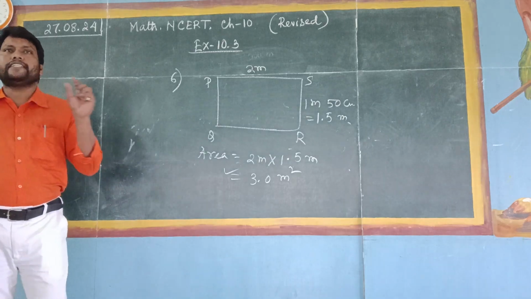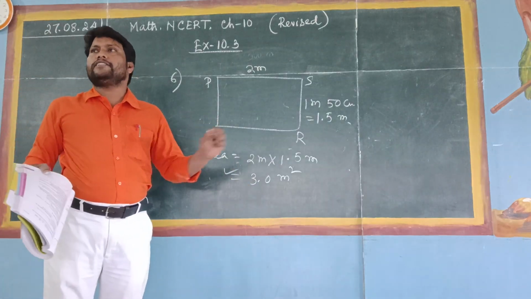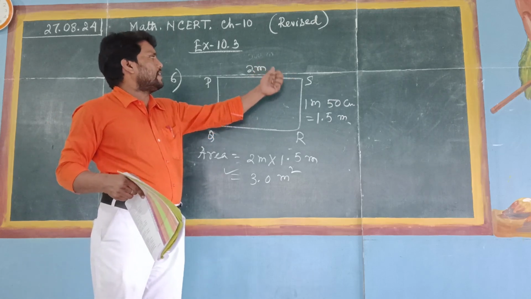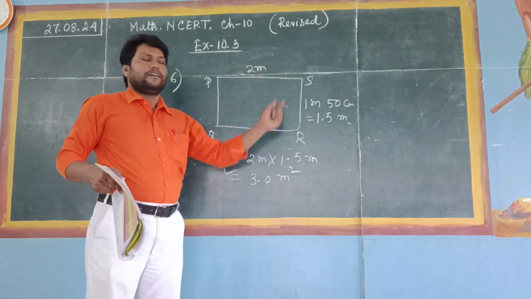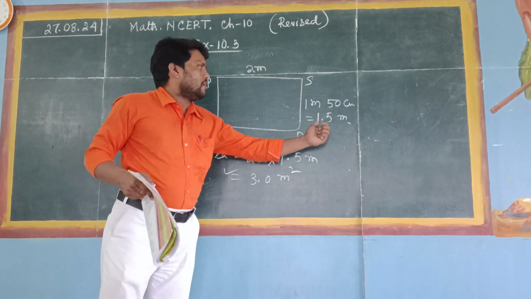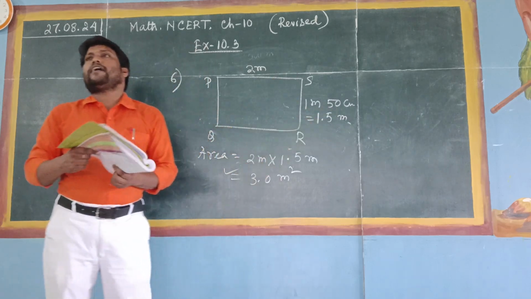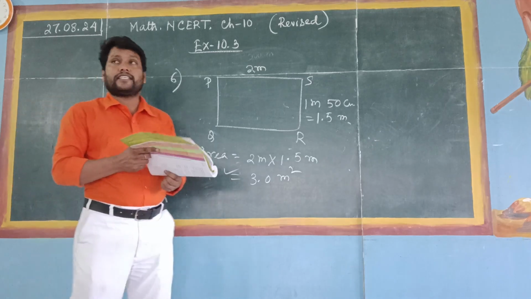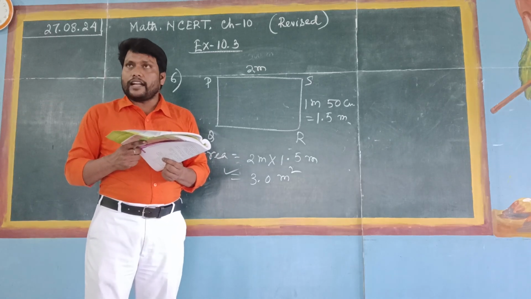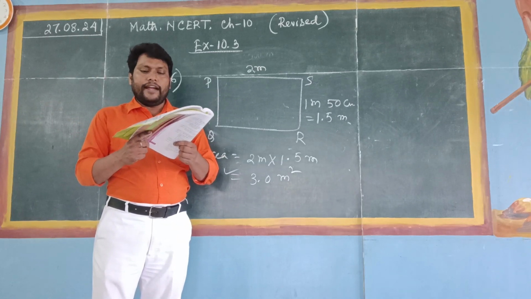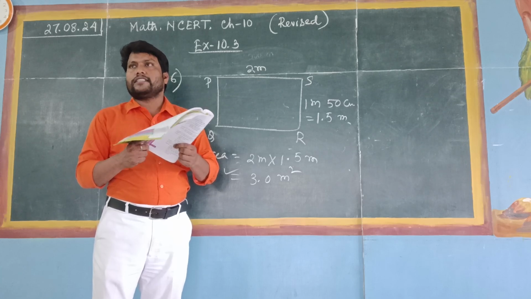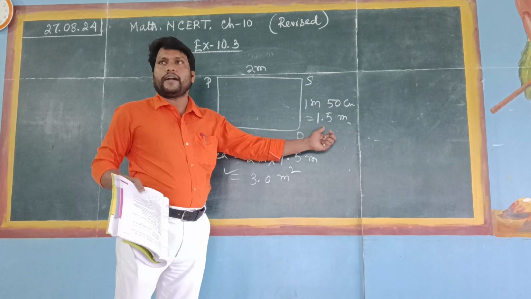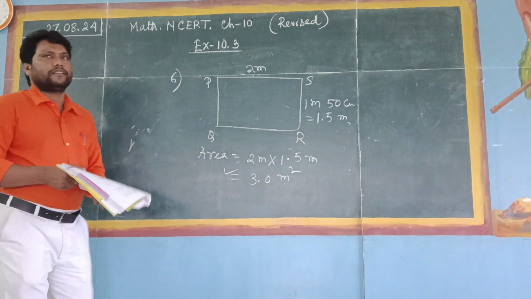If they had not mentioned to find the area in square meter, then you could convert it into centimeter: 2 meter is 200 centimeter, 1 meter 50 centimeter is 150 centimeter, and you could do that. But they have mentioned in the last line, find its area in square meter. So I have converted into square meter, that means in meter.